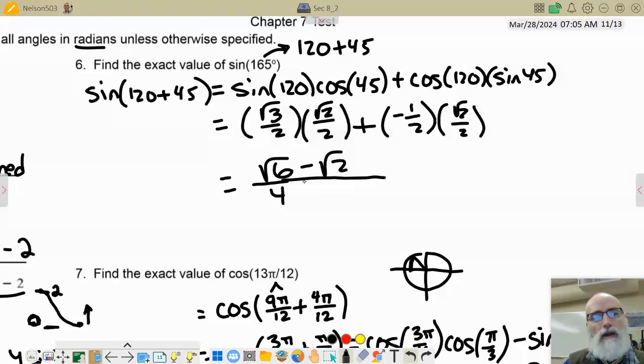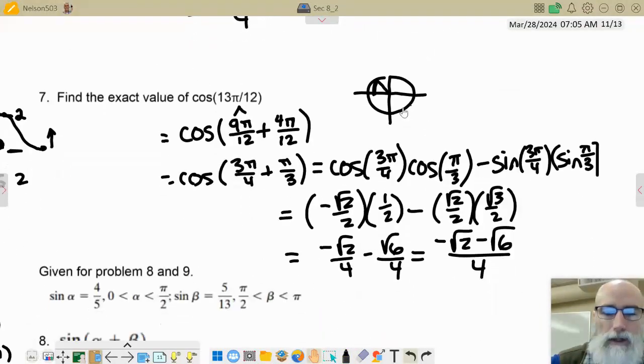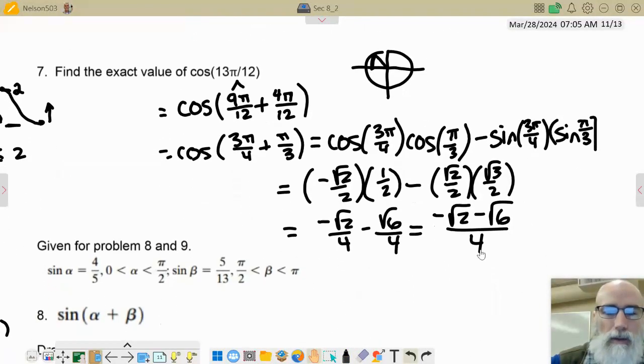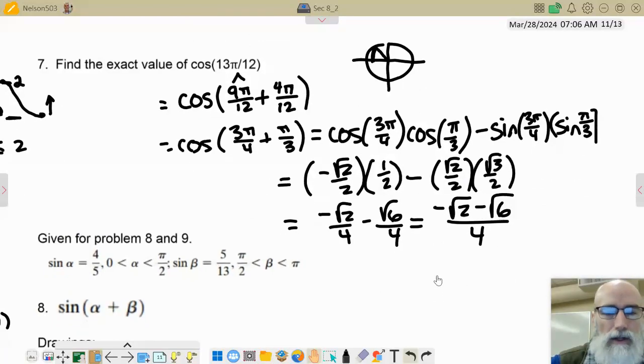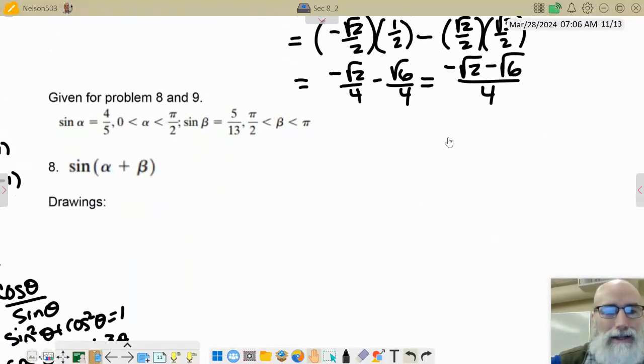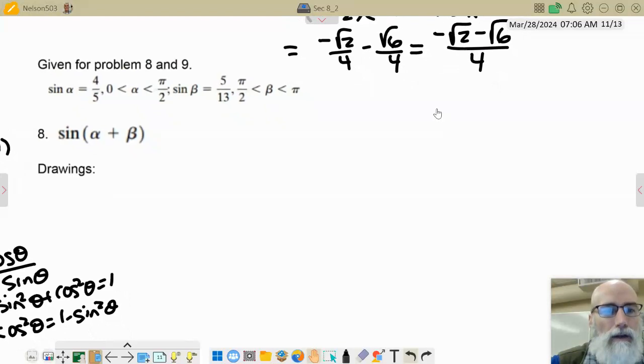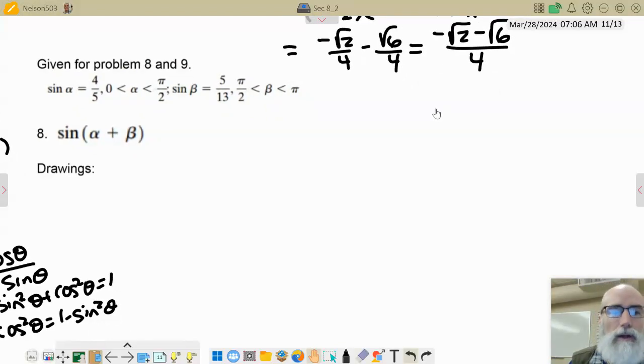And a lot of people had sign issues. Here you had the square root of 6, you had the square root of 2, but you didn't have a negative there. And kind of the same thing happened down here on number 7. Some sign issues. A lot of people had the idea here, but they didn't have the correct sign. The negatives and the positives got messed up. So, anyways, hey, what do we do here?